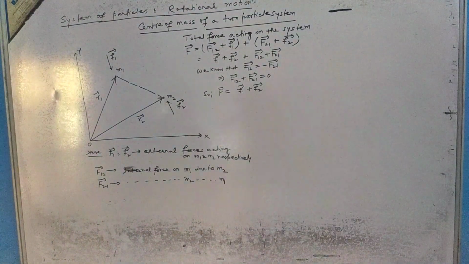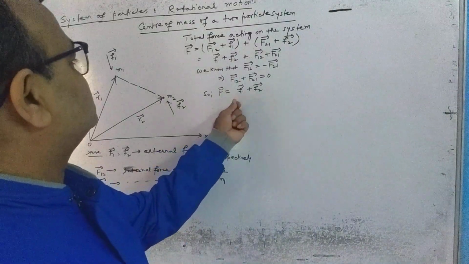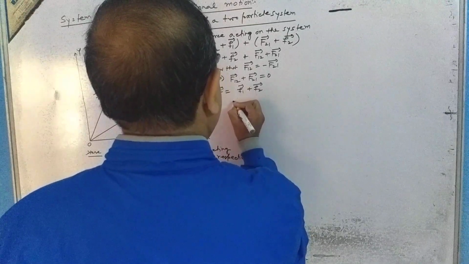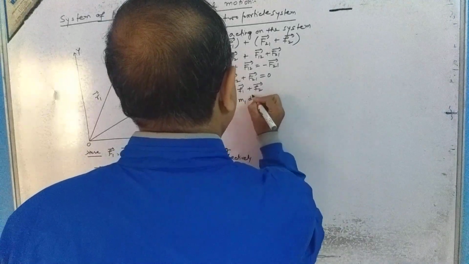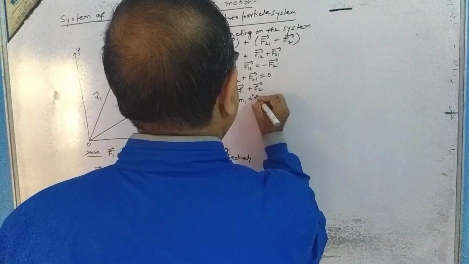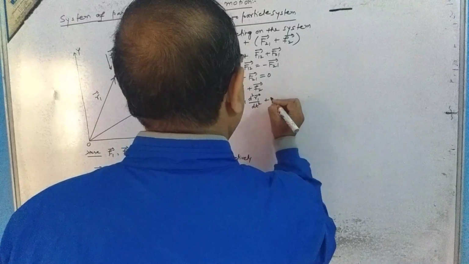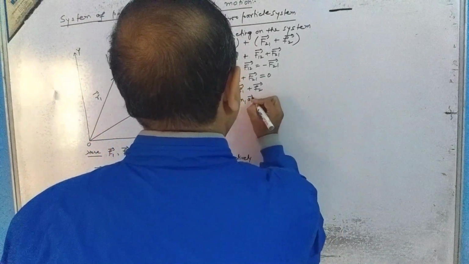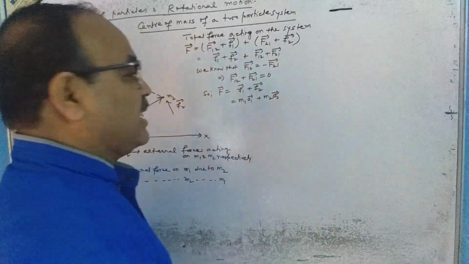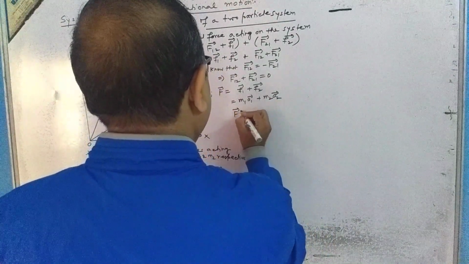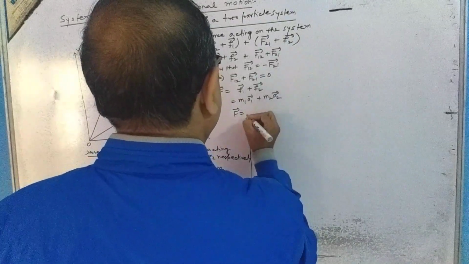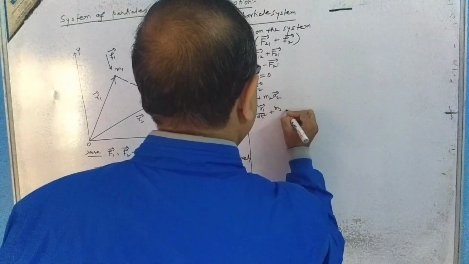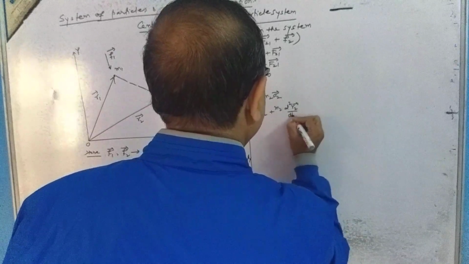We are getting this. F vector, capital F vector, that is the net force, that is equal to the sum of the two external forces, F1 vector plus F2 vector. Then what we can write here? M1 A1 vector plus M2 A2 vector by Newton's second law. Then this F vector must be equal to M1 d square R1 vector by dt square plus M2 d square R2 vector by dt square.